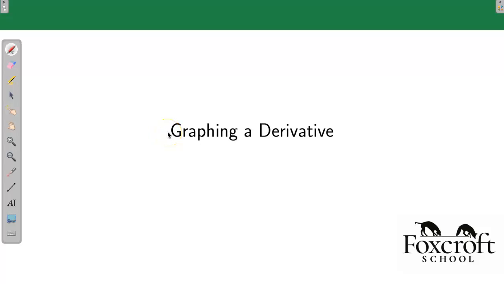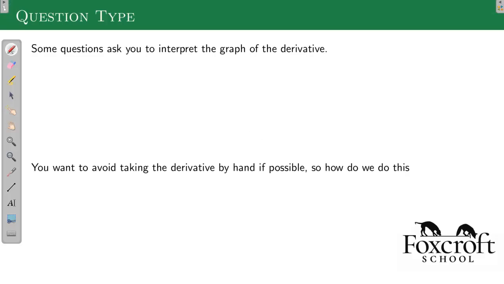In this video, we're going to use the calculator to graph a derivative. So we've already seen how to find the individual value of a derivative. Now we actually want to graph the whole thing. Some questions ask you to interpret the graph of a derivative.